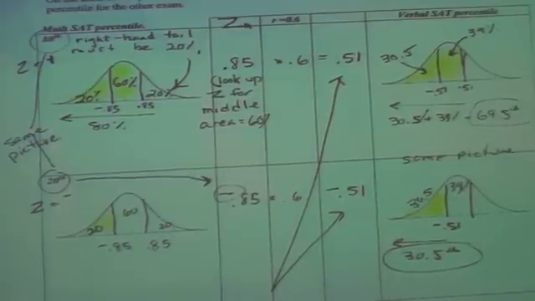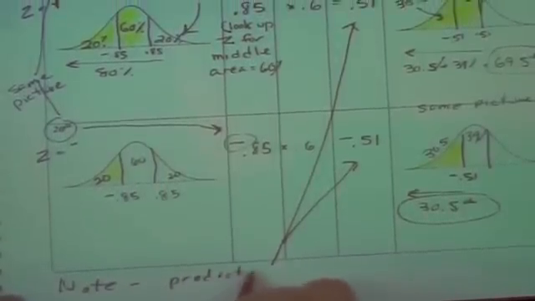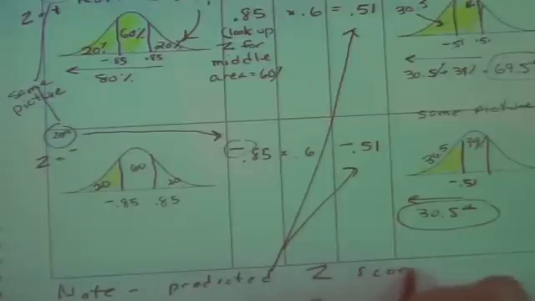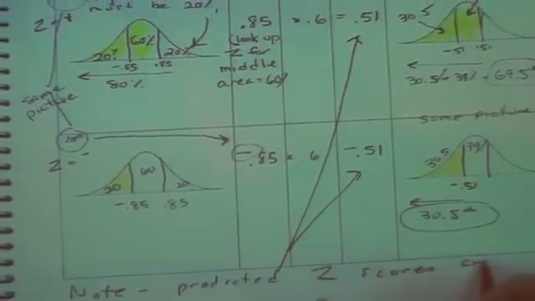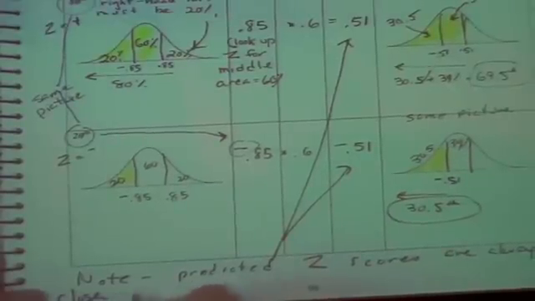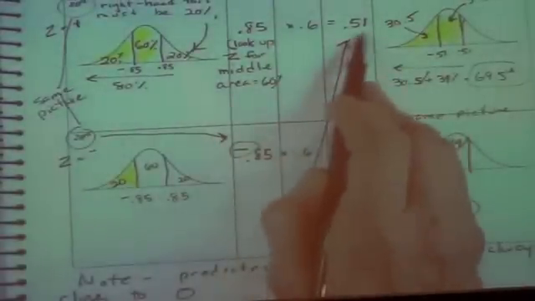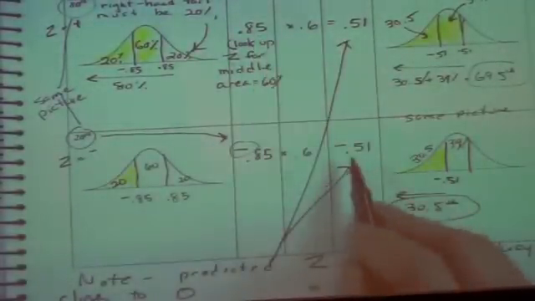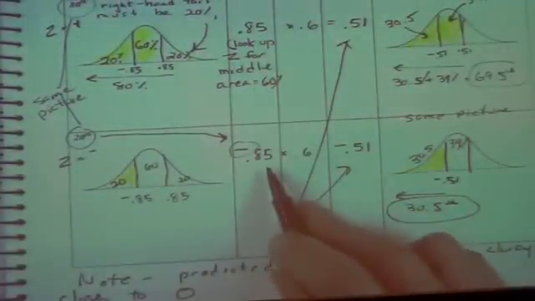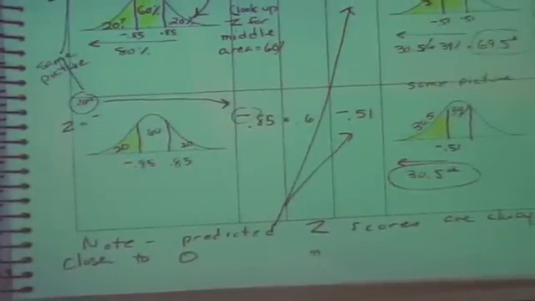Okay, so let's just note this again. It's the same thing. Note, the predicted z-scores, whatever you're predicting, are always closer to 0. Do you know what I mean by closer to 0? Look, 0.51 is closer to 0 than 0.85. Negative 0.51 is closer to 0 than negative 0.85. For whatever you start off with, you're going to move closer to the middle with your regression estimates, closer to 0.